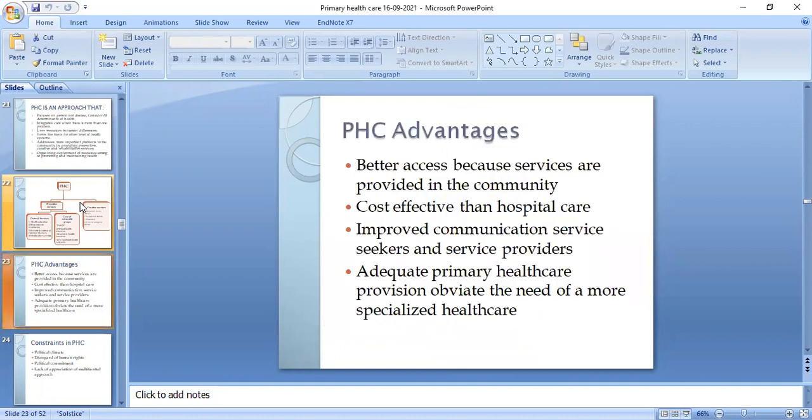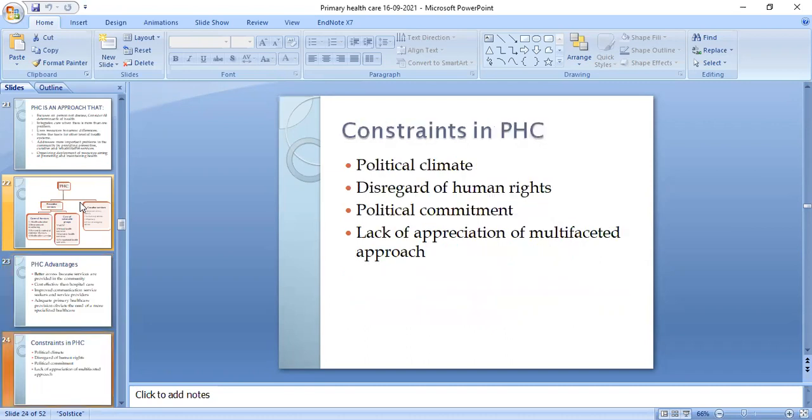Now the primary healthcare advantages. Primary healthcare has better access because services are provided among the community. It is cost effective compared to hospital care. It improves communication between service seekers and service providers. It educates, and primary healthcare provision obviates the need of more specialized healthcare.